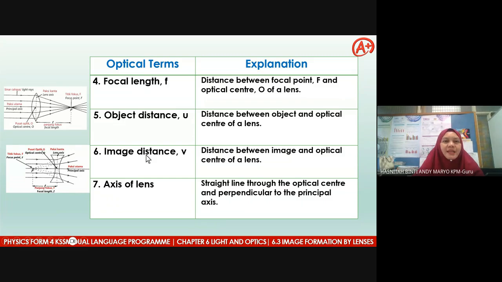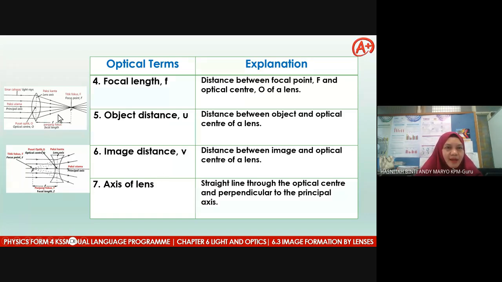And then we have image distance. What is image distance? It refers to the distance between the image and the optical center of the lens. We will see this in more detail when we come to the drawing of ray diagrams for both convex and concave lenses. And last but not least is the axis of the lens.